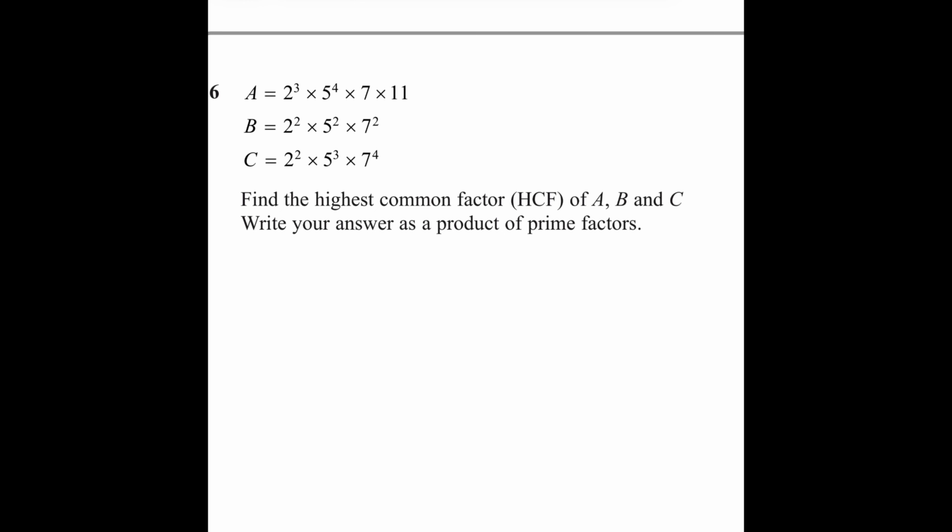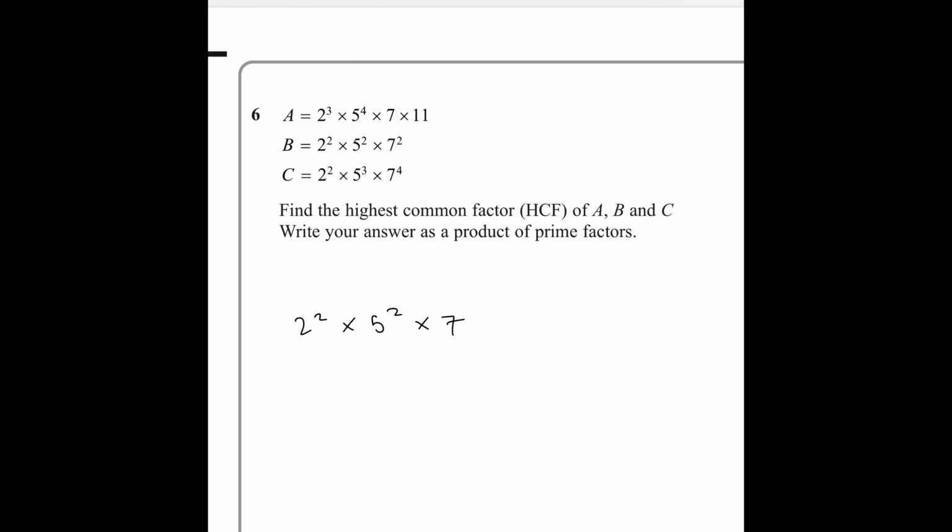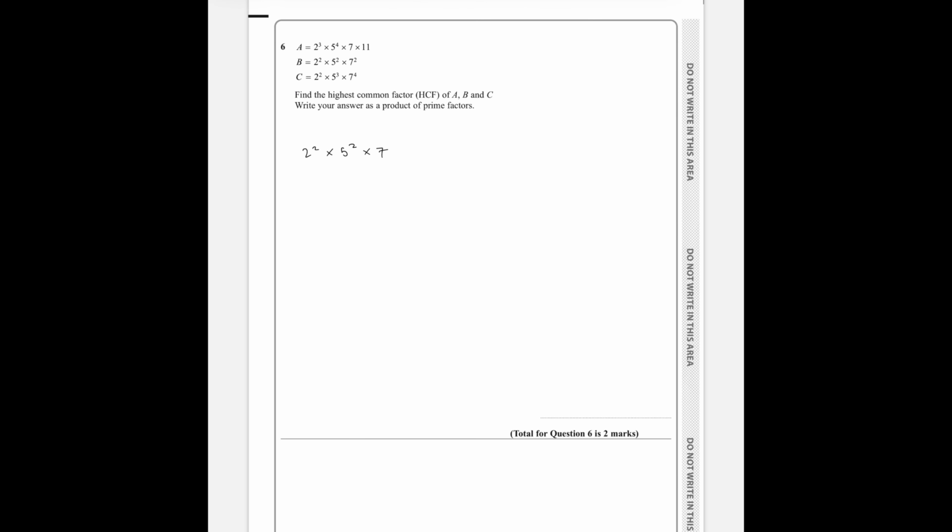So for example, the 2's. The lowest power is 2 squared. So you're going to do 2 squared multiplied by 5 squared, because that's the lowest power, multiplied by 7. And you forget about the 11 because that's not a common term in all 3 of them. So that should be your answer. I don't think you have to multiply it out. You can just write it down.